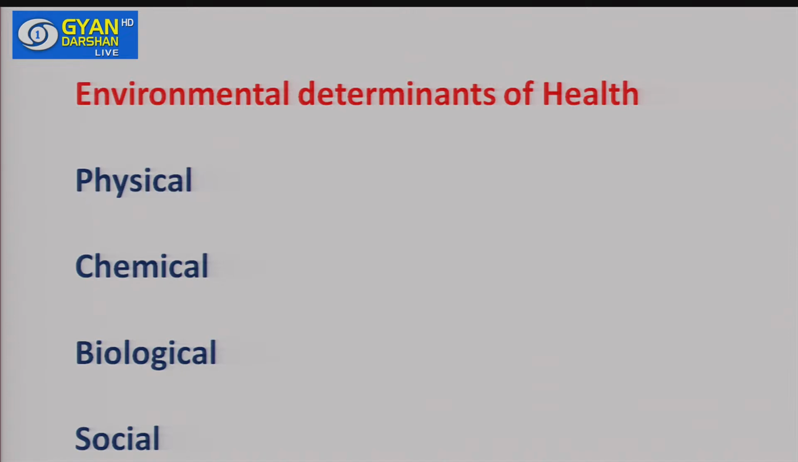Now, what are these? Broadly, they are classified into physical, chemical, biological, and social environmental determinants. A physical environmental determinant is, for example, physical entities such as heat, light, temperature, humidity, spacing, and housing. These are the physical elements, and they also influence the health of the people.